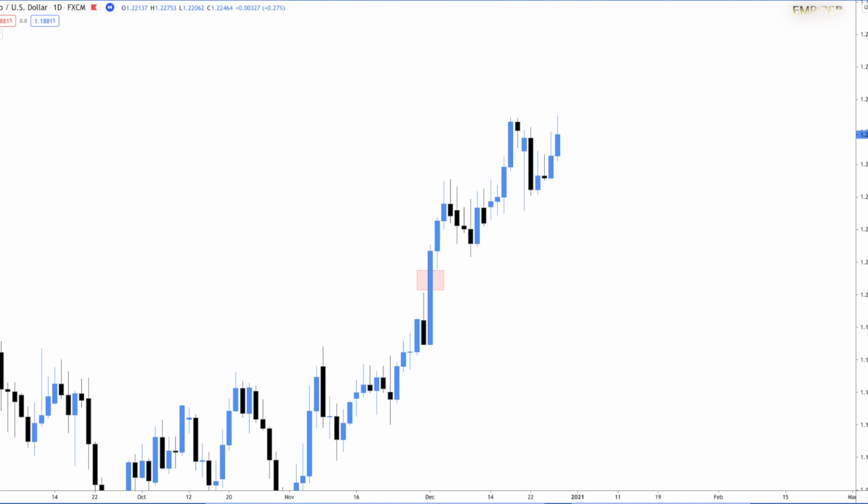trades. As you can see here, we're in Euro US dollar on the daily chart. This little pink box here, this is an imbalance, okay? So this is when we receive too many of one kind of order, so too many buy orders, and we don't have enough of the sell orders. This is creating an imbalance, all right?